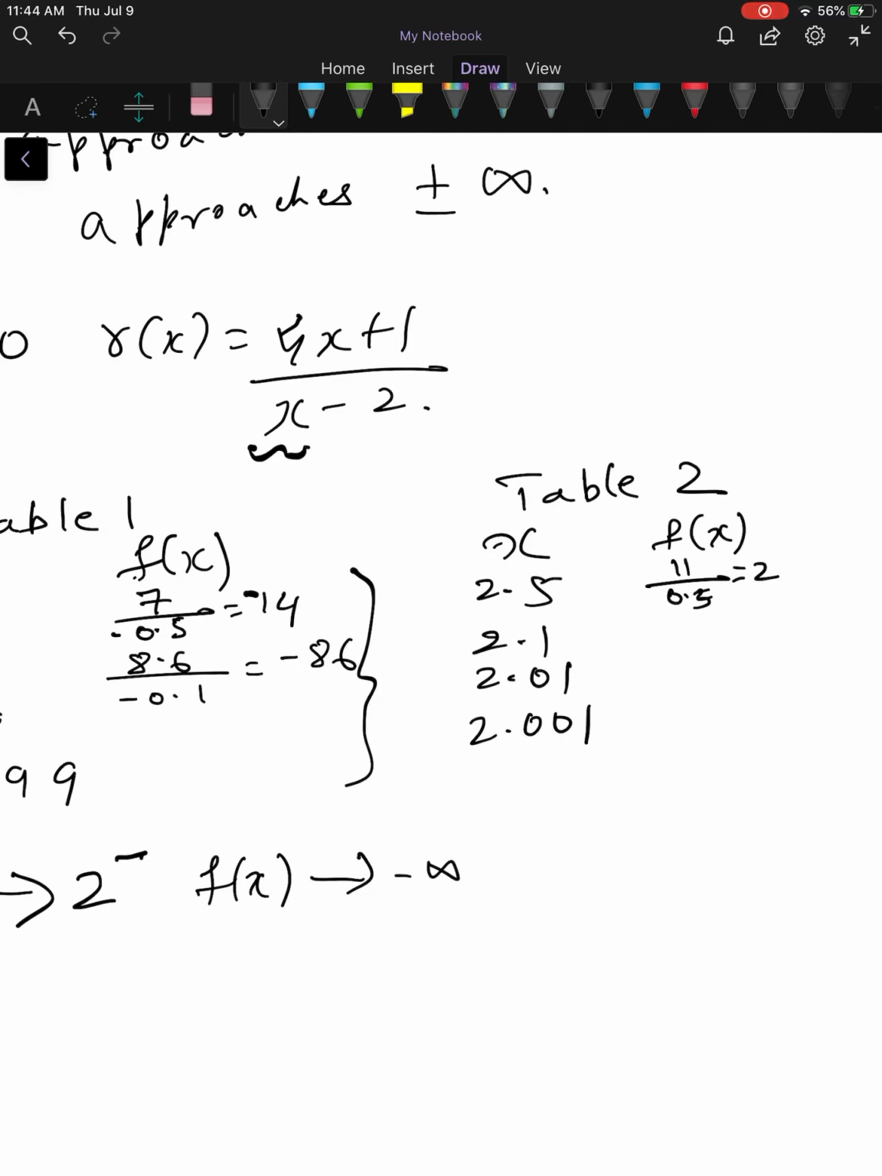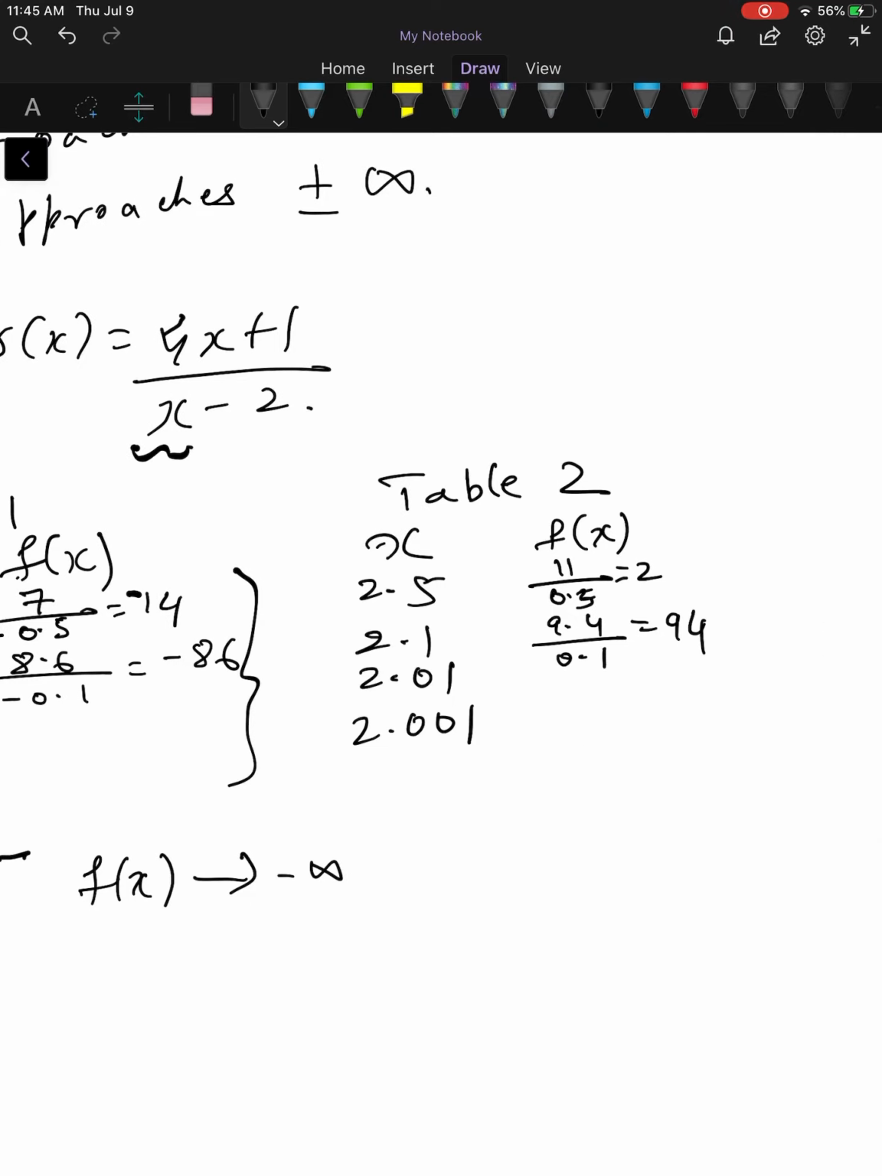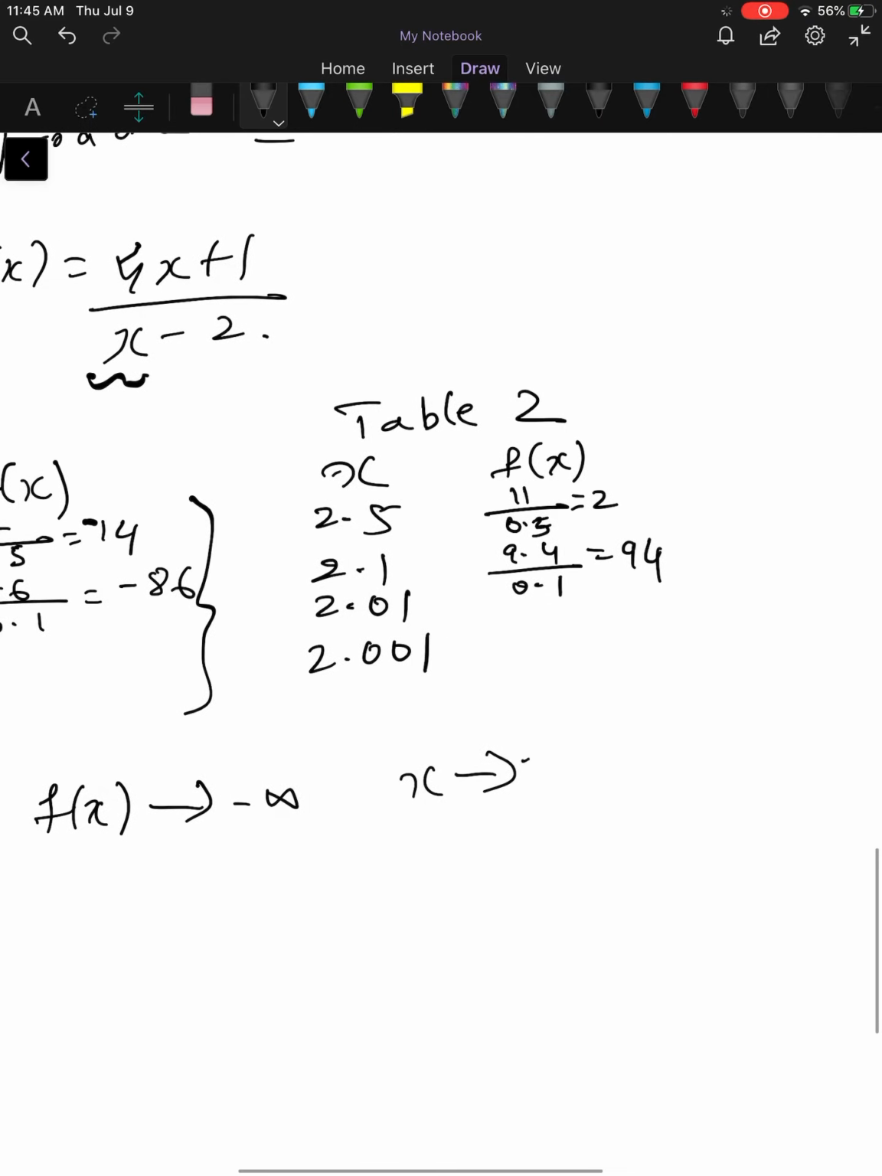Okay, so what happens if x is 2.1? 4 times 2.1 plus 1 would give us 9.4 times 5, that is 47, divided by 2.1 minus 2, which is 0.1, so 47 divided by 0.1 is 470. So you can see as x tends to 2 from the right, calculate the other two values by yourself. So as x tends to 2 plus, f of x is tending towards infinity.